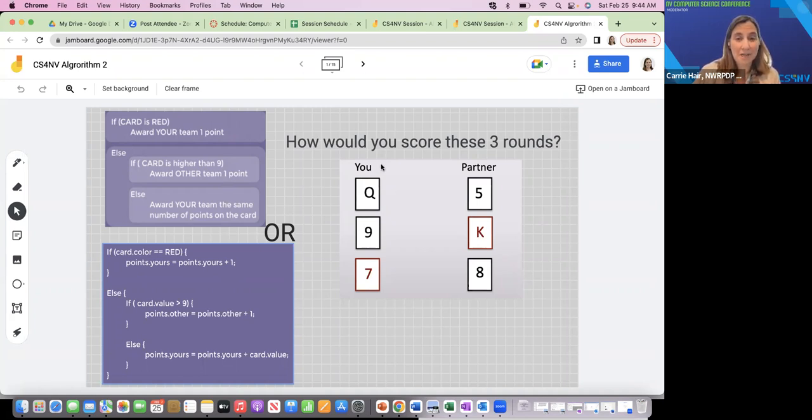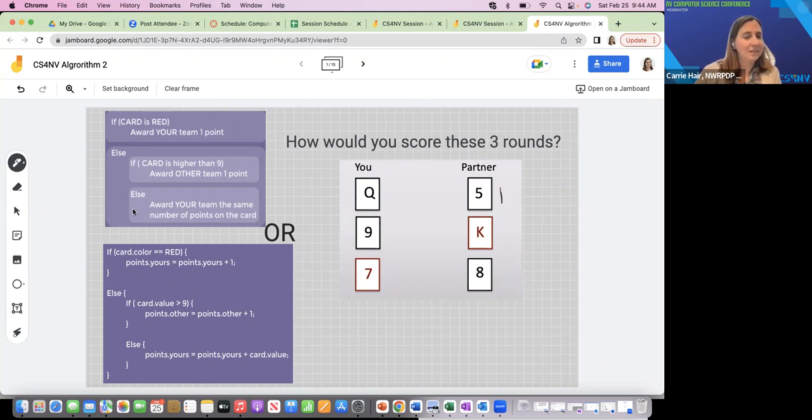So let's start with the queen. Okay, so the queen, is that card red? No. Okay, so we go down to the else. Now within the else, we have to ask ourselves a different question. Is the card higher than 9? Yes. So then that means the other partner gets a point. We never get to the else. Let's say the queen is equal to 12. So the queen is higher than 9, so it doesn't matter how many points the queen is worth. We're just going to give the partner 1.